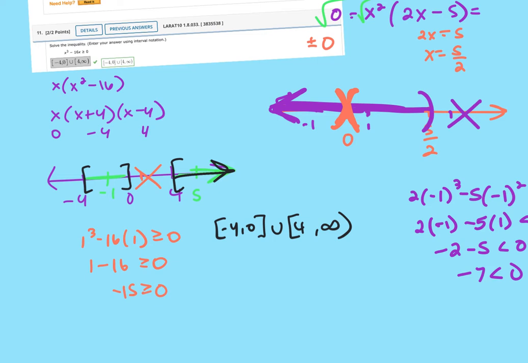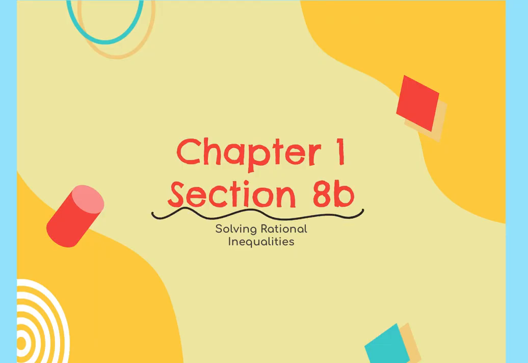On our test, we're going to have to graph. Not all of them, but you will have to graph. And you're going to have to give interval notation for all the inequalities. So again, last section, that's going to get covered on your test.